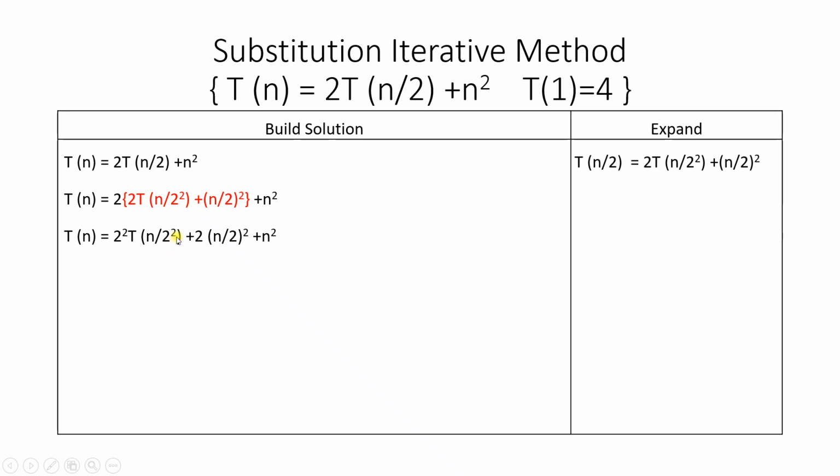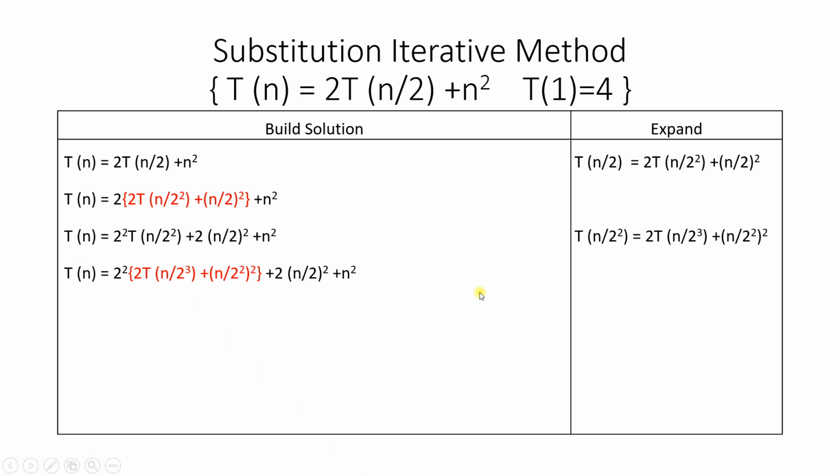T(n/2²). So let's expand this equation. T(n/2²) we place in the original equation. This n we replace by n/2². So over here, this n also we replace with n/2². We get 2T(n/2³), and this n we replace by n/2². We get (n/2²) whole squared.